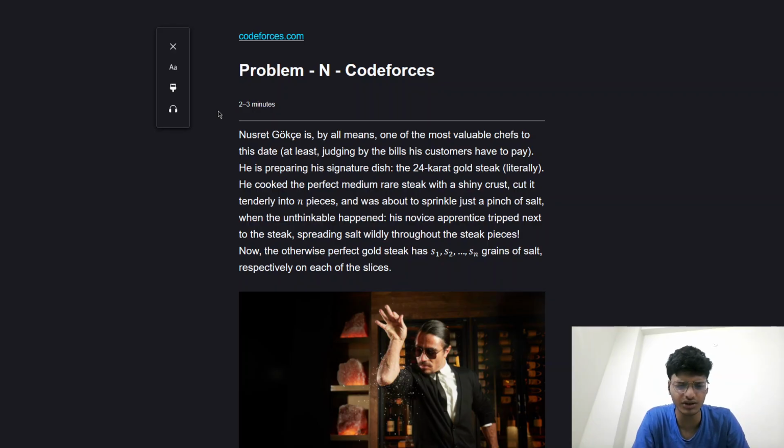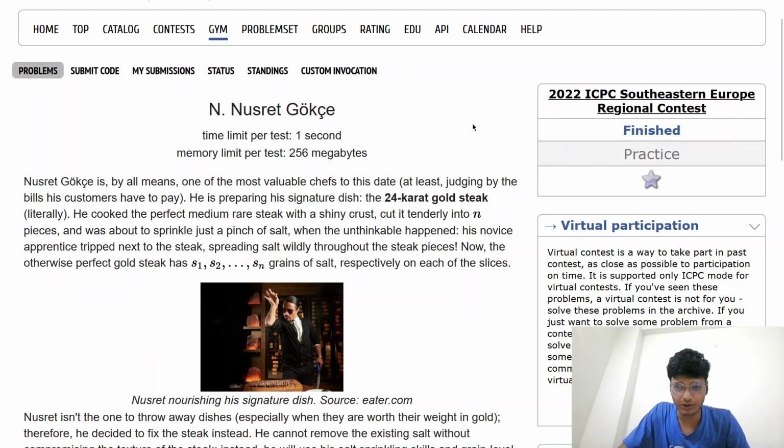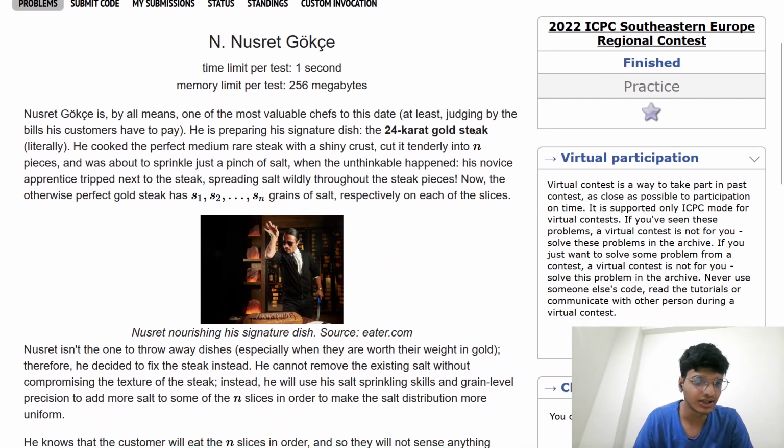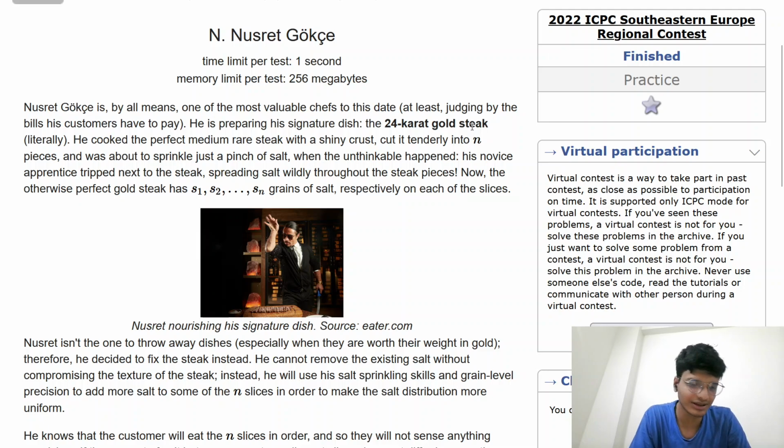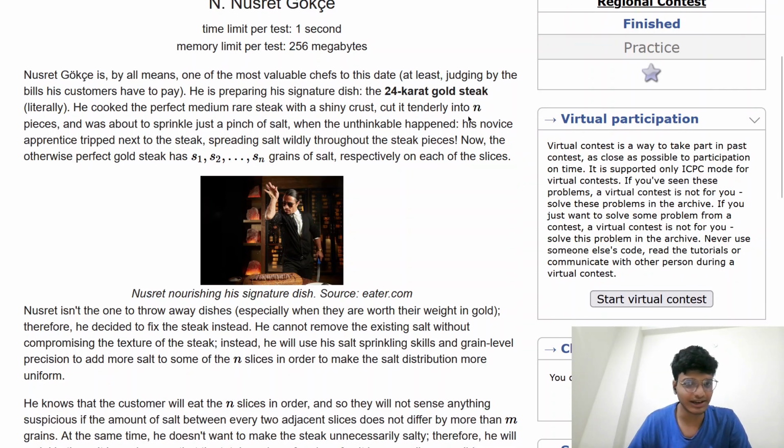So without any further delay, let's start with the problem. The problem is from the 2022 ICPC Southeastern Europe Regional Contest. I don't know how to pronounce this. So let's name this problem A.